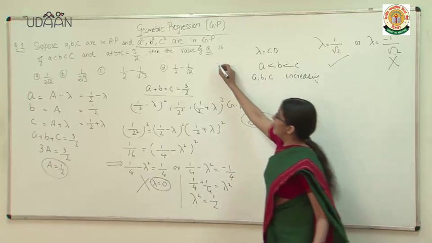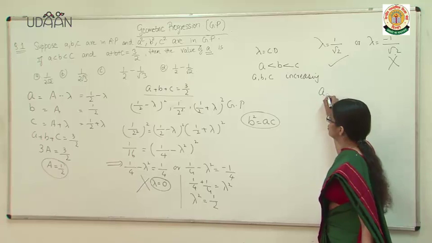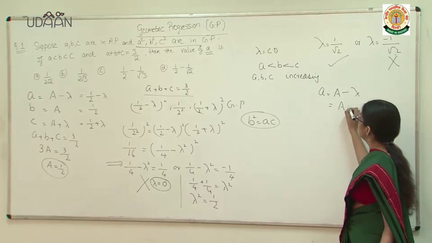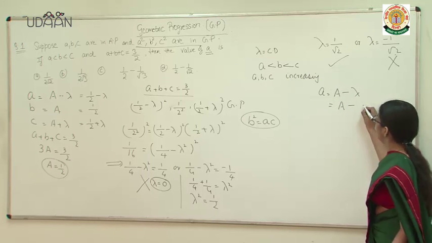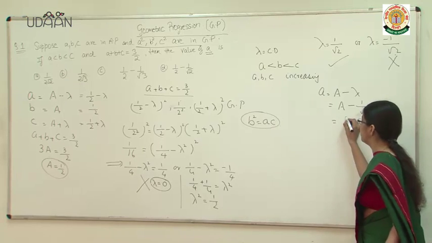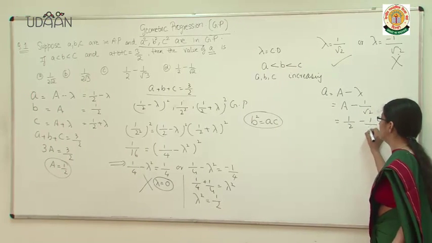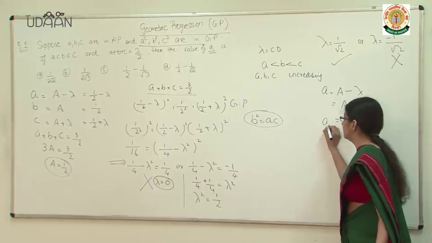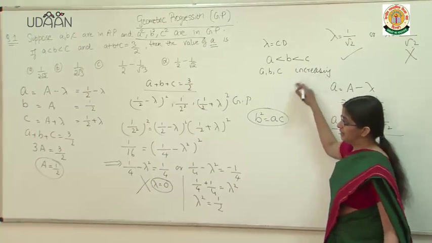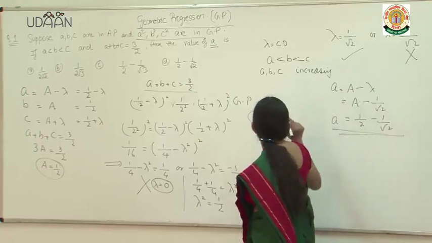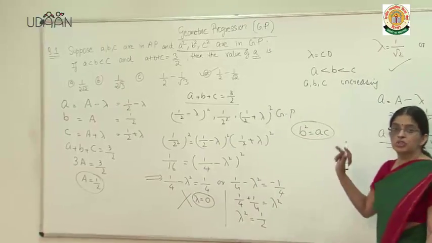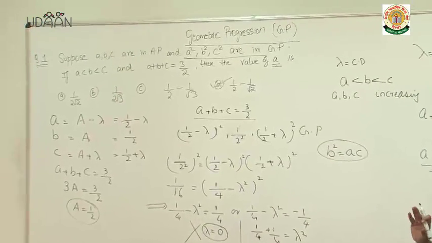We need to find the value of A. A equal to a minus lambda, which is equal to a minus 1 by root 2, and a we have calculated to be 1 by 2. So 1 by 2 minus 1 by root 2 is the value of A if the sequence is an increasing sequence. See which option is matching. 1 by 2 minus 1 by root 2, that is option D. Clear so far?